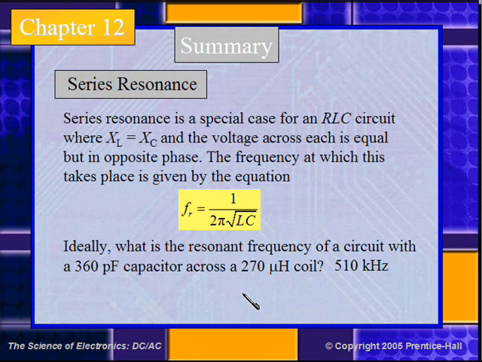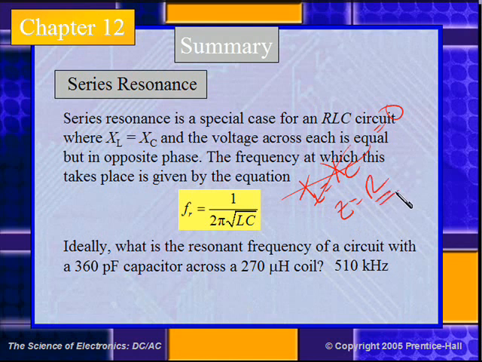Series resonance is a special case for an RLC circuit where XL equals XC. When XL equals XC, they basically cancel to zero, so all you're left with in the circuit is a resistive element, and the voltages across them are equal but opposite in phase. The frequency at which this takes place is given by the equation. You find it by plugging in the inductor value and the capacitor value, taking the square root of it, multiplying by 2 pi, pressing the equal sign, and then pressing your 1 over x key.